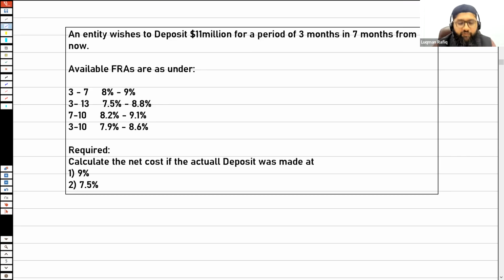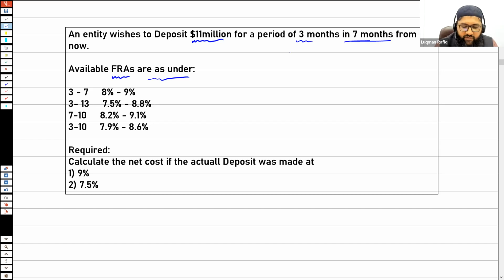Now, it says an entity wishes to deposit $11 million for a period of 3 months in 7 months from now. So starting from now, 7 months from now, you will deposit the money for 3 months. The available FRAs are as under. So what are the available FRAs? 3-7, so and so, so and so.